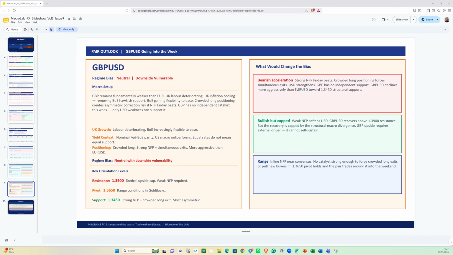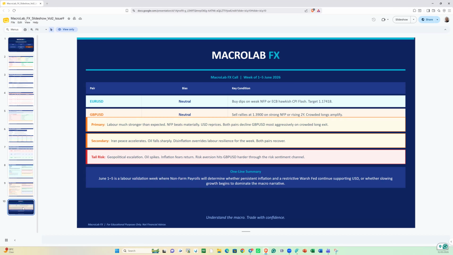So that being said, let's look at the key risk. Key risk is very important. Key risk is one of the most important outlooks we pay attention to. Our primary risk this week is labor much stronger than expected, an NFP beat materially. If NFP on Friday becomes too strong, then it's going to upturn so many things in the market.